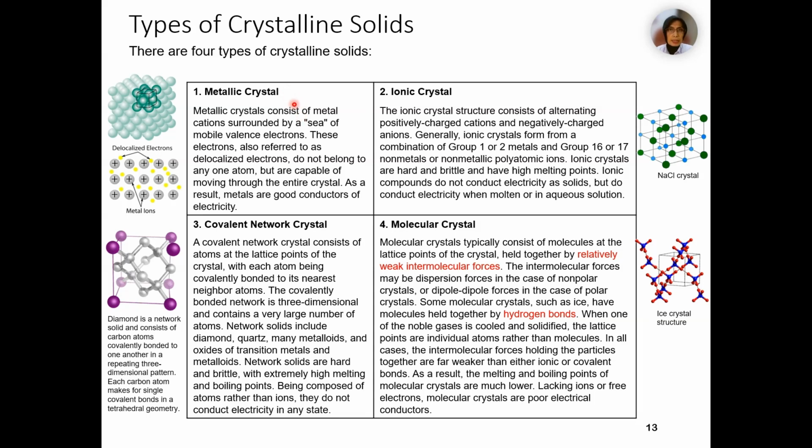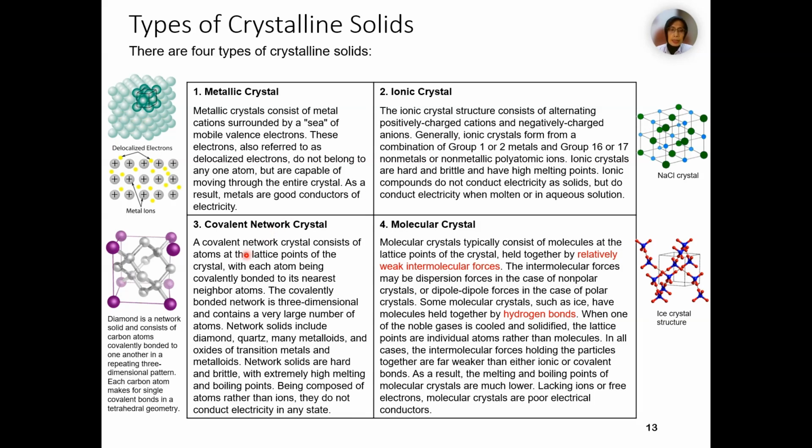Metallic crystals are crystals which have metallic bonding. The crystal consists of metal cations surrounded by a sea of electrons. That's typical of metallic bonding. Then for ionic crystals, the crystal structure consists of alternating positively charged cations and negatively charged anions, because they have ionic bonding. So this is a typical ionic crystal. They have different types of cations and anions, while in a metallic crystal, they are all the same atoms.